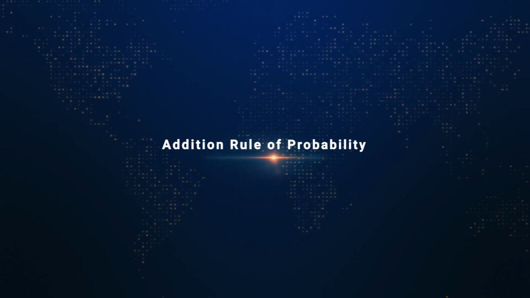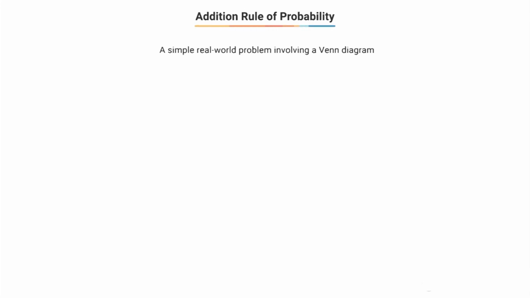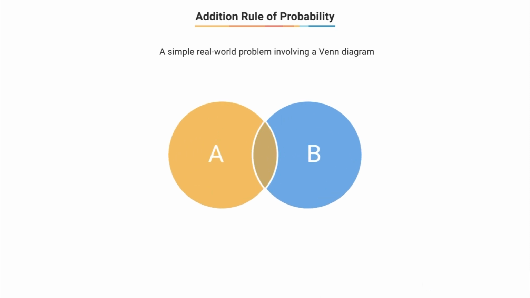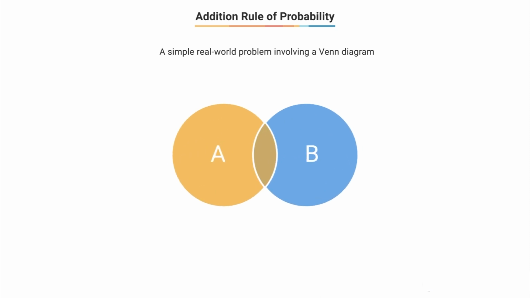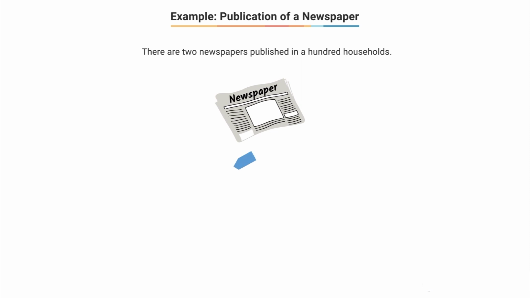In this video, you learn the addition rule of probability. Let us begin with a simple word problem related to a Venn diagram, which you might have solved at some point in your life and other discussions. Let us consider that in your city, which has 100 households, there are two newspapers that are published, the Times and the Daily News.